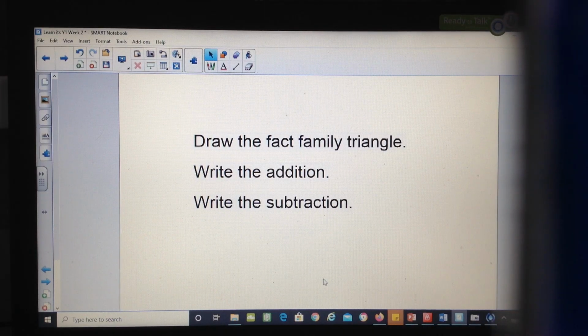Now, grab yourself a piece of paper and a pencil. Now, can you draw the fact family triangle for double 7? Can you write the addition? And can you write the subtraction? Come back to me when you're ready.